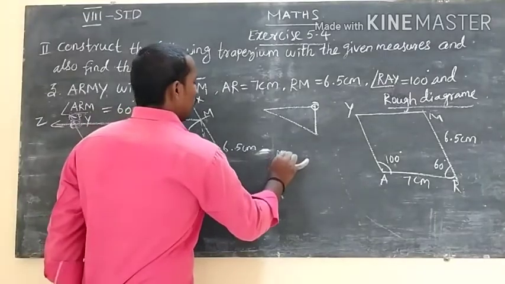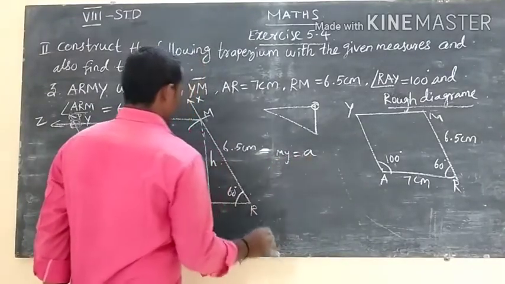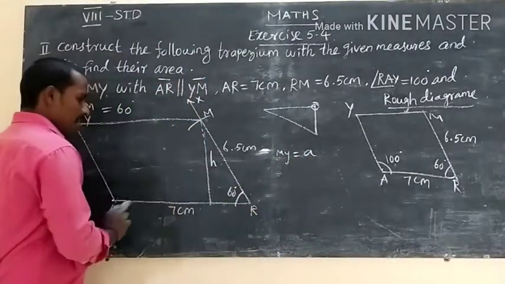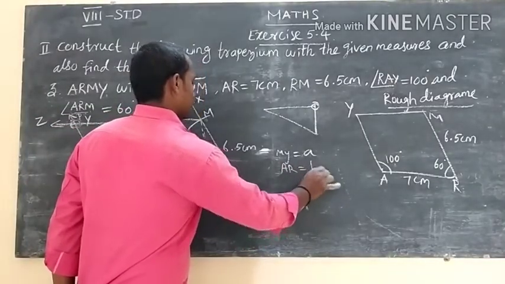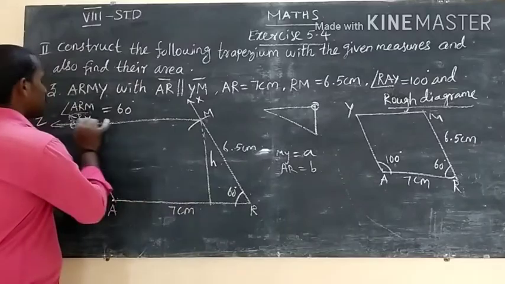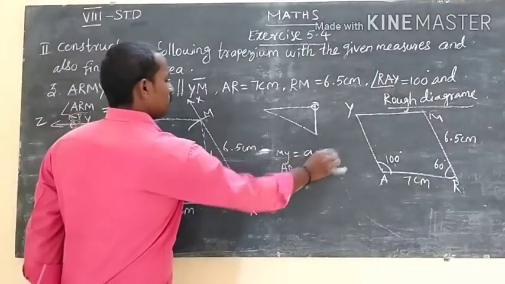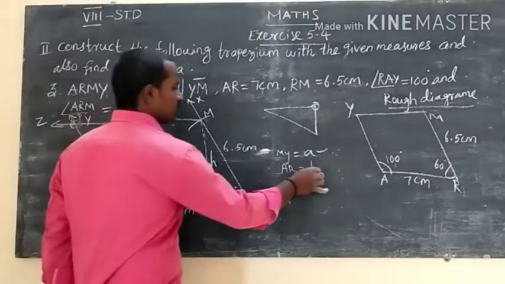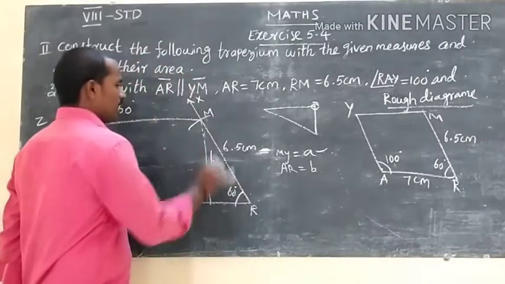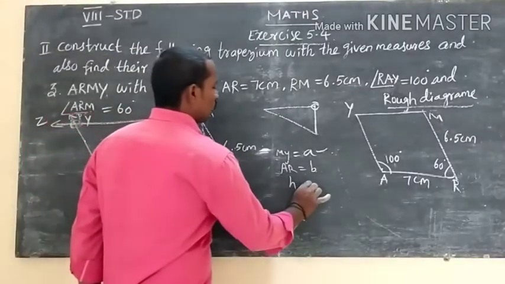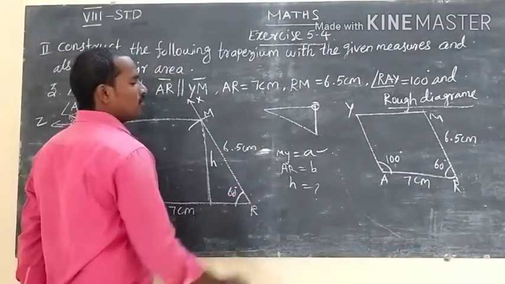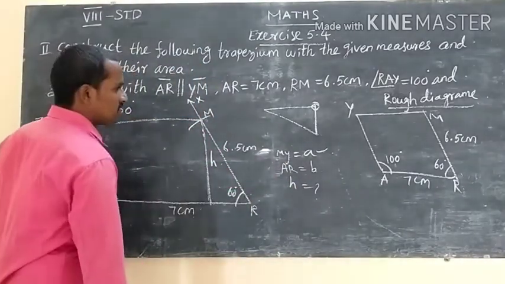AM is equal to A and H is the B. To measure the length of AM, take it right here. Then AR is already given. This is 7 cm. Then H is measured from the diagram. We get the H value. Use these values to find the area of the trapezium.